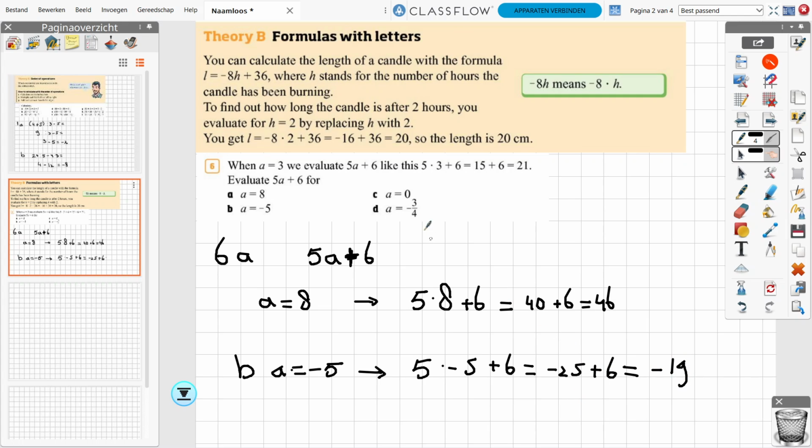Okay? And if a is 0, just fill in a is 0. Then I get 5 times 0. Yeah, that's easy. That's 0 plus 6. So the answer will be 6. If I have fractions, don't you worry. Just fill in the fraction. Okay? Practice with this, please, because this is something that we are going to need a lot during this chapter 6. Good luck.